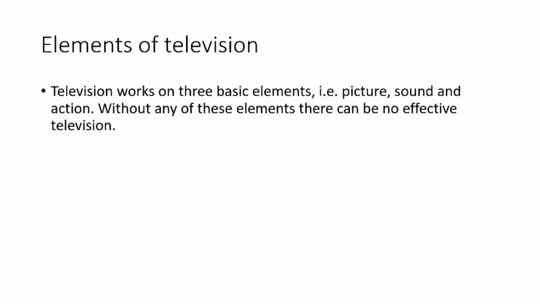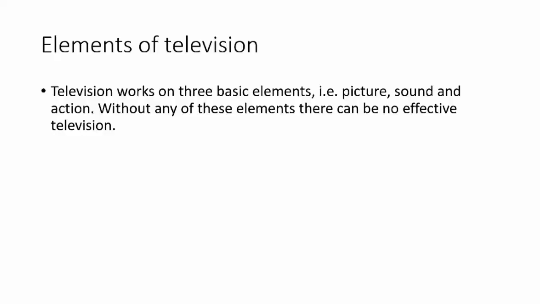Television works on three basic elements. That is the elements of television I was talking about. That is picture, sound, and action. Without any of these elements, there can be no effective television. Can you imagine if you tuned into a TV program? You can hear voices, but you cannot see pictures. You'll be listening to radio then.